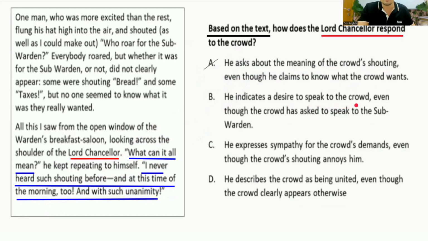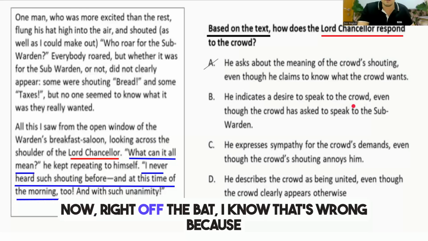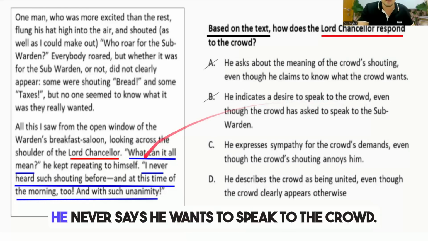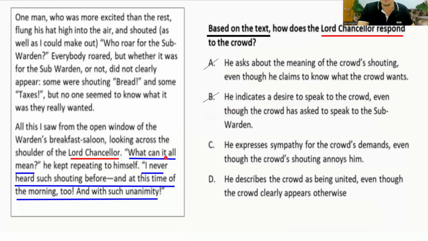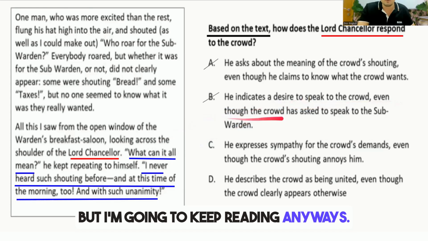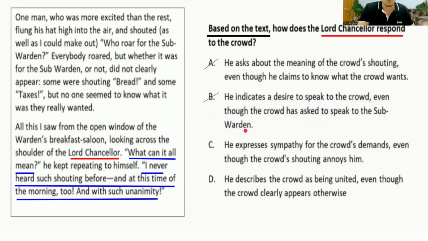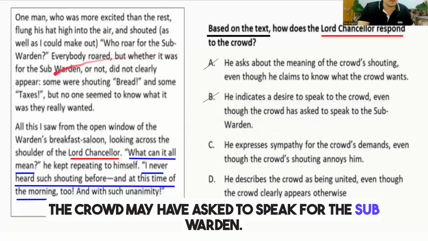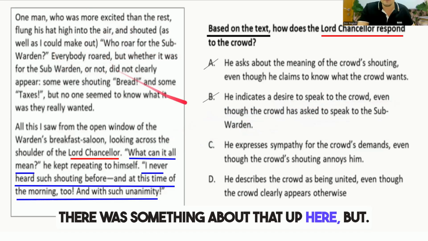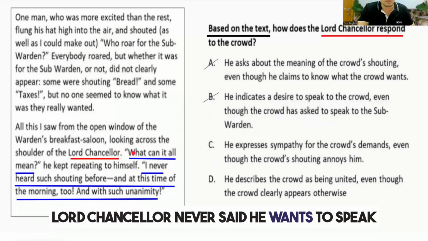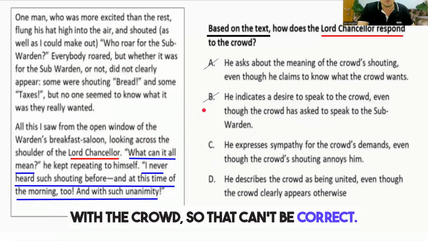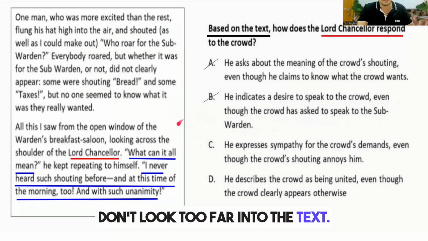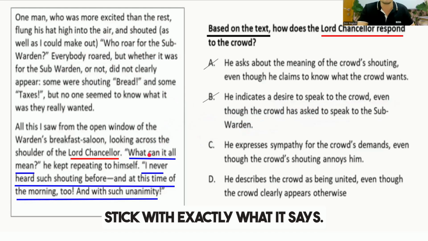Let's cross that out. B, he indicates a desire to speak to the crowd. Now, right off the bat, I know that's wrong because he never says he wants to speak to the crowd. But I'm going to keep reading anyways, even though the crowd has asked to speak with the subwarden. So up here, the crowd may have asked to speak for the subwarden. There was something about that up here, but Lord Chancellor never said he wants to speak with the crowd, so that can't be correct. Don't look too far into the text. Stick with exactly what it says.